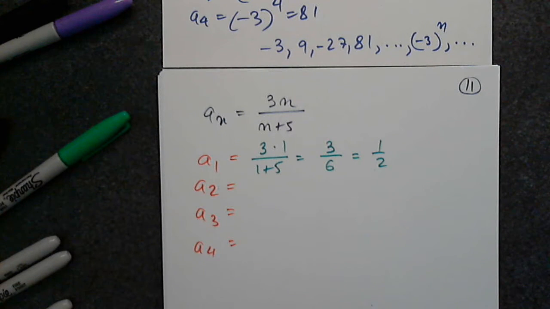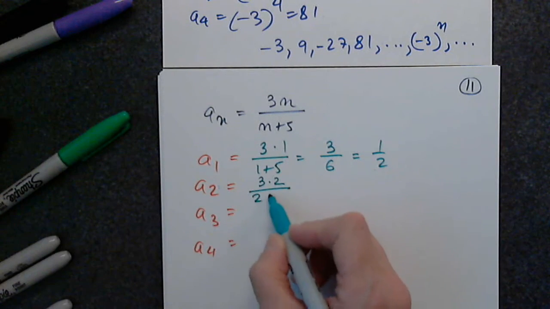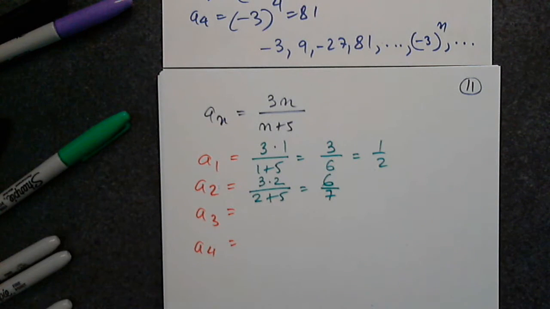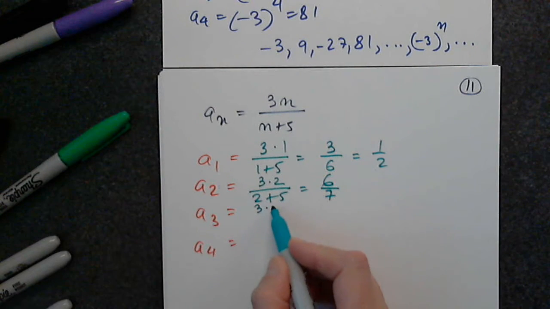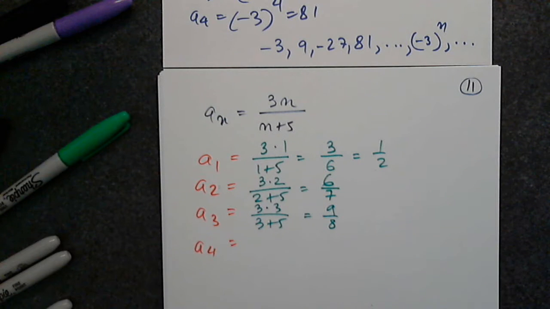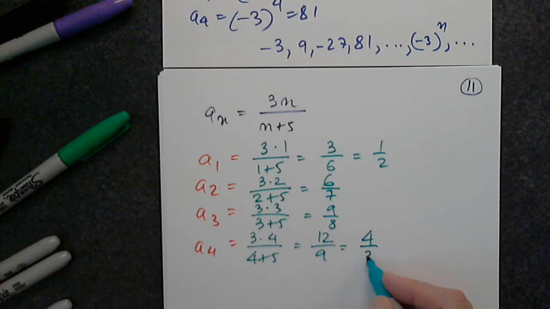Excellent. A sub 2. So it's 3 times 2 over 2 plus 5. So it's 6 over 7, and no one can simplify that one. What about A sub 3? 3 times 3 over 3 plus 5, which is 9 over 8. No one can simplify that one. And finally, 3 times 4 over 4 plus 5, which is 12 over 9. This one we can simplify by 3, which is 4/3.